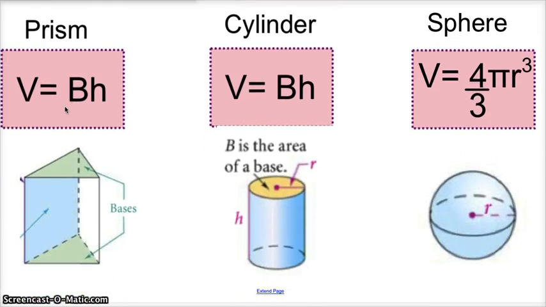Volume formulas. Prism and cylinder have the same volume formula, capital B times H. Sphere is 4/3 pi r to the third power. Here is a brief synopsis of where these formulas are coming from.